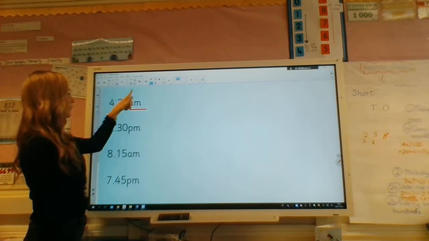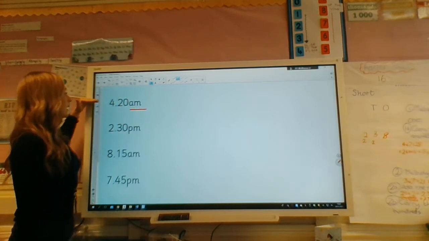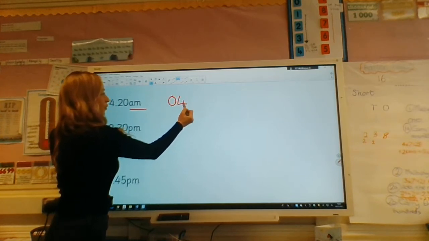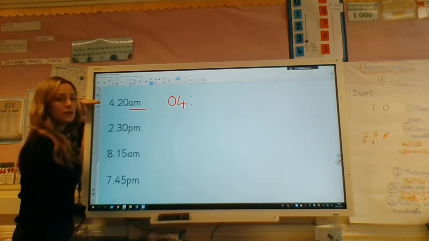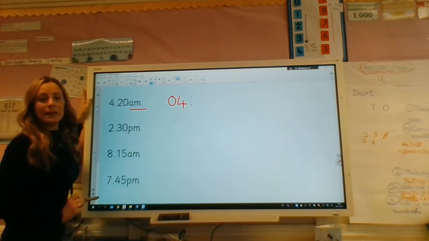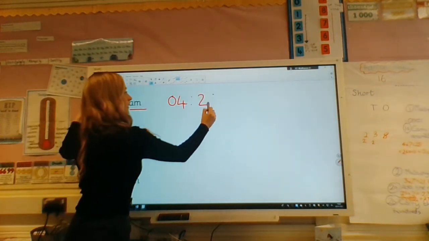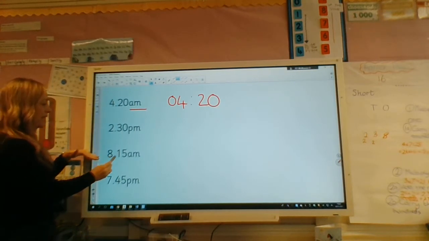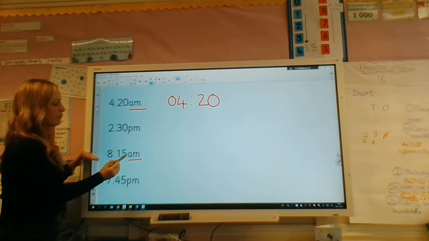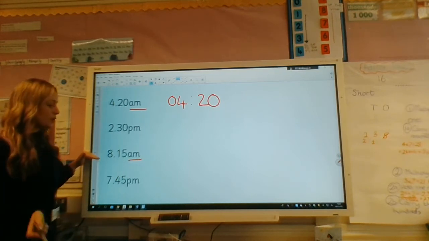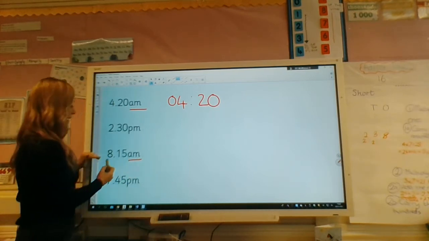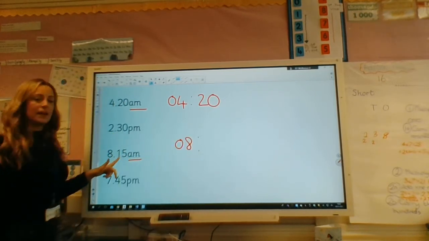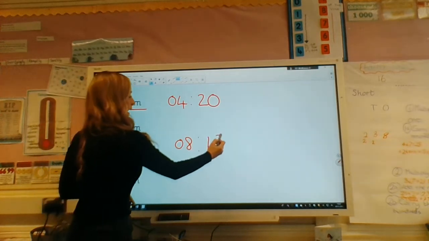So if you're converting this into a 24-hour clock, if it's 4:20 in the morning, you need to write the hour, so 04, because it's 4 hours, then the dots, and then it's 20 minutes past 4, so you write 20. That's AM. AM stands for morning. Got another AM here, 8:15 AM. So AM represents the morning, the first 12 hours in the clock. So you've got 8 o'clock, so it's 08, then the dots, and then it's 15 minutes past 8.